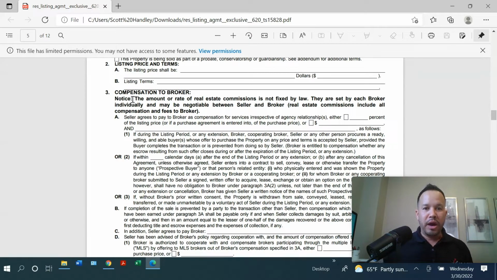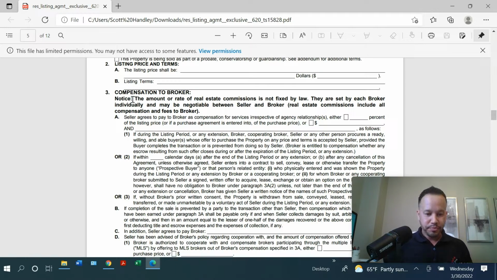Notice, the amount or rate of real estate commissions is not fixed by law. They are set by each broker individually and may be negotiated between seller and broker. Parentheses, real estate commissions include all compensation and fees to broker. Now, the reason they put this in is because a lot of real estate agents were going around saying, hey, it's law that it is 6%. They were using that as a sales pitch.